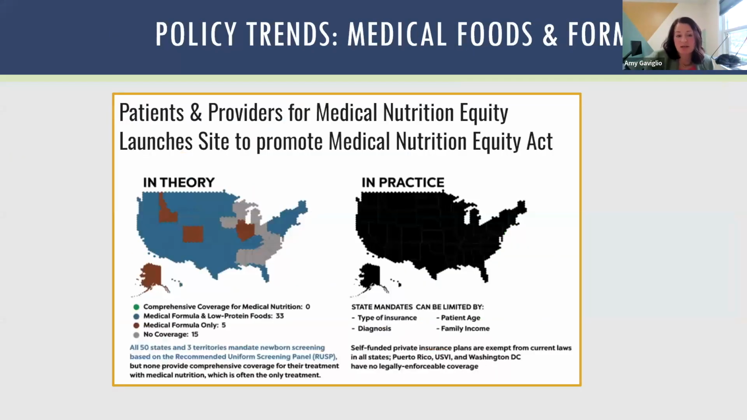Which discusses policy around coverage of medical foods and formulas or medical nutrition. So despite being the type of treatment that has been used for the very first disease we started screening for in the early 1960s, so PKU, coverage for medical foods and formulas remains an issue for many of our newborn screening families above and beyond PKU.